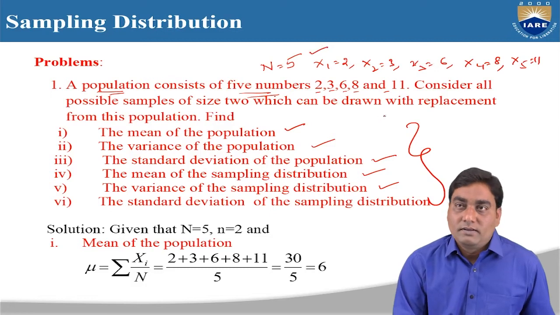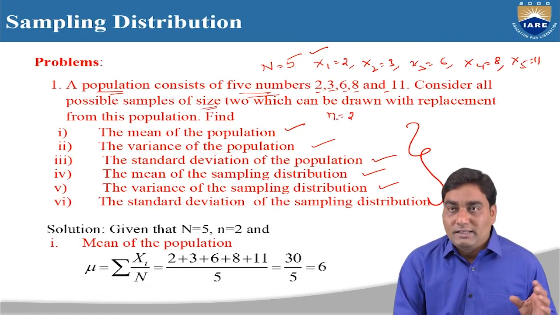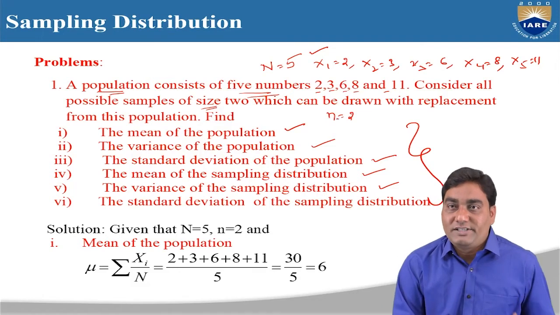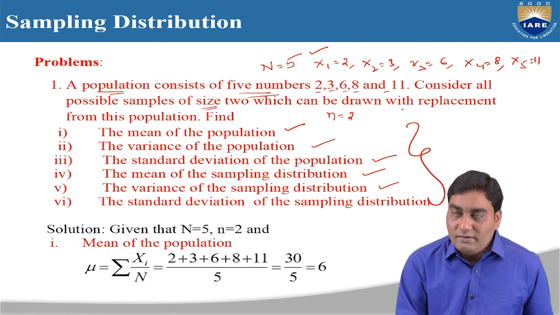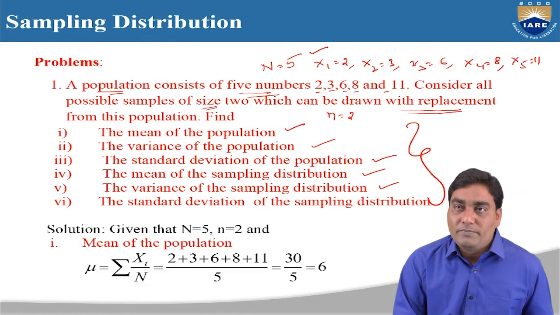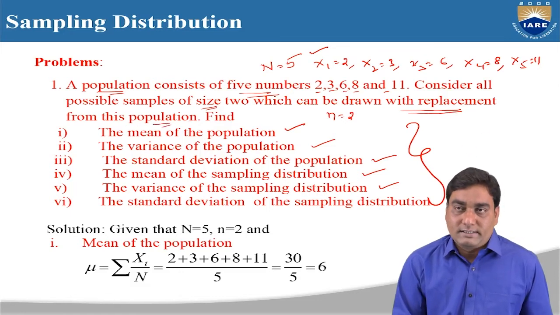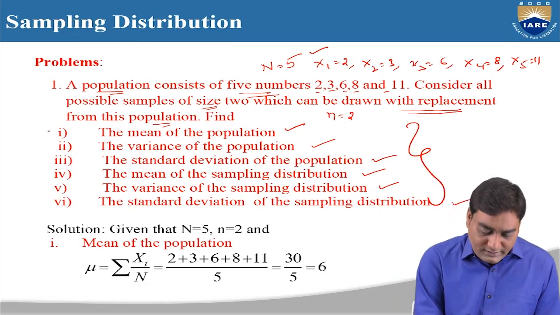The population size is 5. Now, consider all possible samples of size 2. Sample size is 2. We have to consider different samples of size 2 which can be drawn with replacement. In the problem it is mentioned that it may be either without replacement or with replacement, but in the first problem it is mentioned with replacement from this population. Find all these 6.